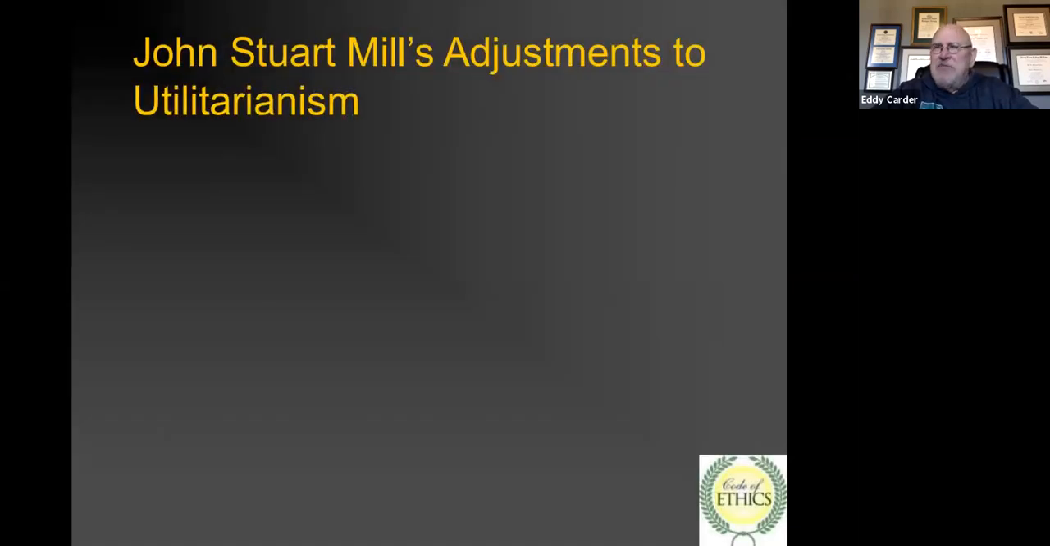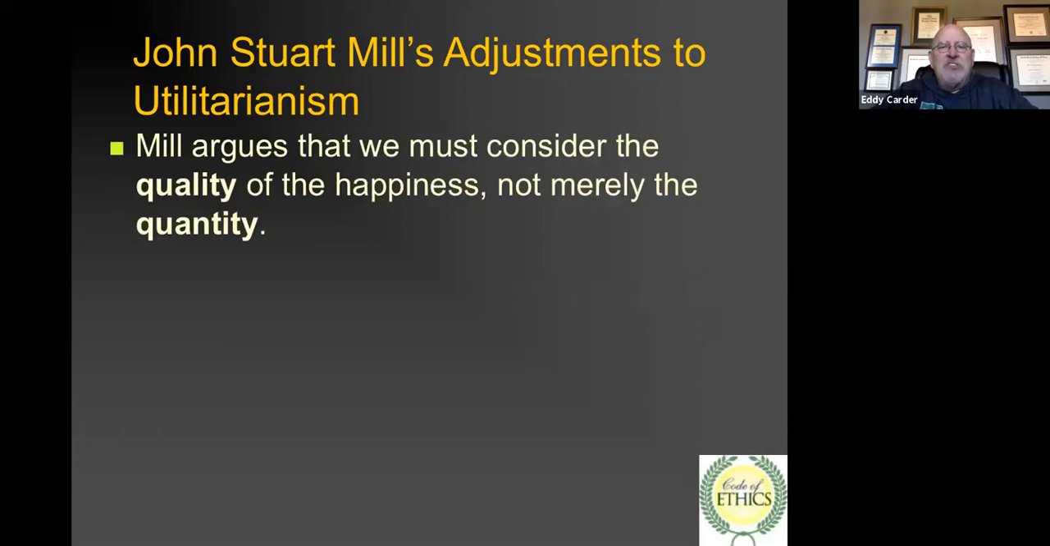Now then, that's Mr. Bentham in utilitarianism. Let's turn to the second advocate, Mr. Mill in utilitarianism, John Stuart Mill, his adjustments, his adaptations of utilitarianism. Mill argues that we must consider the quality of the happiness and not merely the quantity of the happiness. So with regard to that, notice that Mr. Bentham was concerned with the quantity or the amount of happiness that is produced by a moral decision. Mr. Mill says that's inadequate.